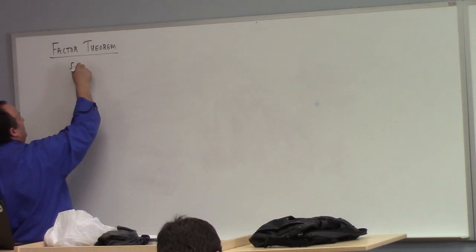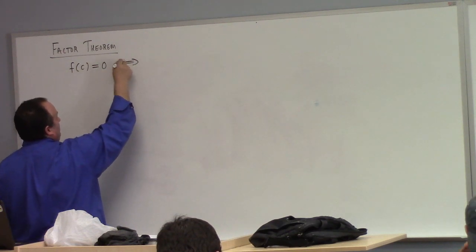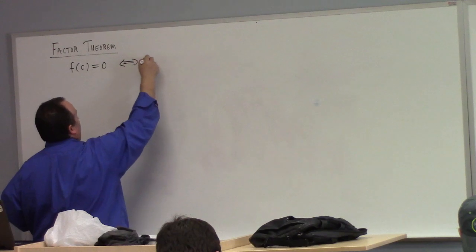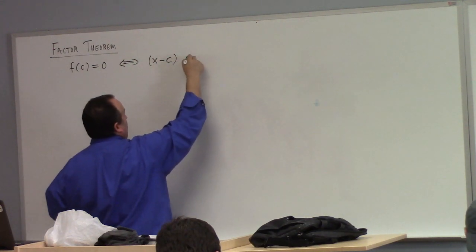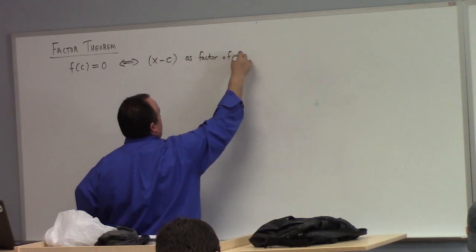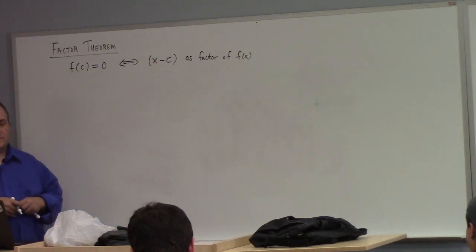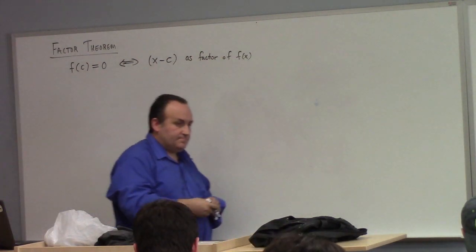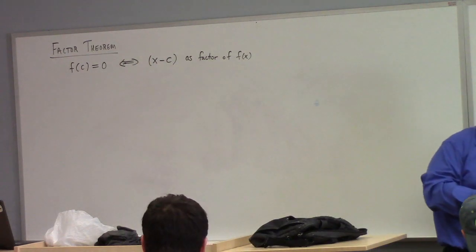f of c equals 0. That is going to happen only when I have x minus c as a factor of f of x. All right? So this is what I would call the real factor theorem.